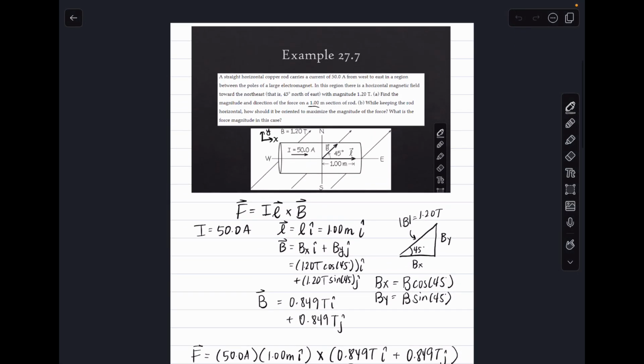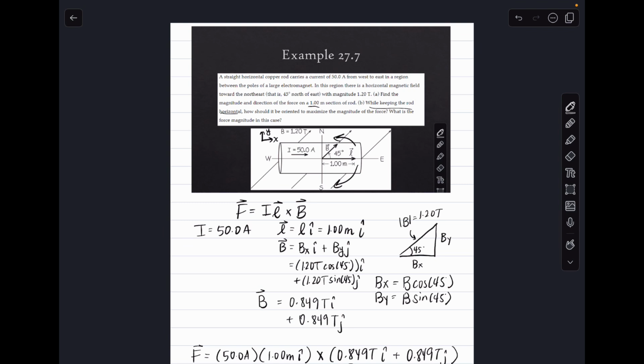So what about part B? While keeping the rod horizontal, how should it be oriented to maximize the magnitude of the force? Keeping the rod horizontal, I guess what they mean is keeping the rod in the XY plane and rotating it either this way or this way. When I first read this problem, I thought horizontal just means like this, but I think what they mean is, in terms of northeast, southwest, rotating in the plane and not popping out of the plane.